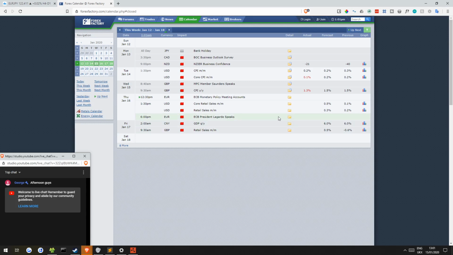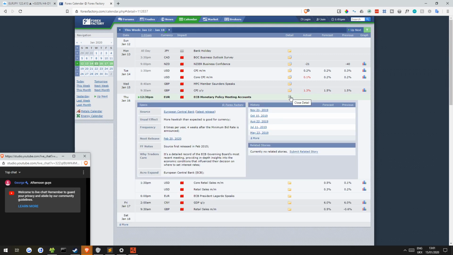So first things first, ECB monetary policy meeting accounts. That's happening today. This is semi-important. Happens 8 times per year, 4 weeks after the minimum bid rate is announced, it says here. So yeah, just watch out around.